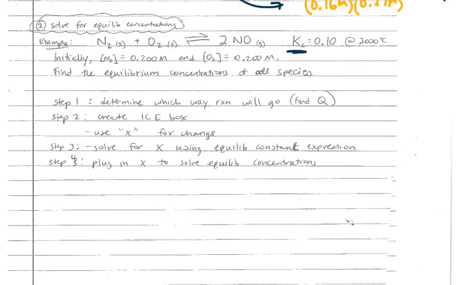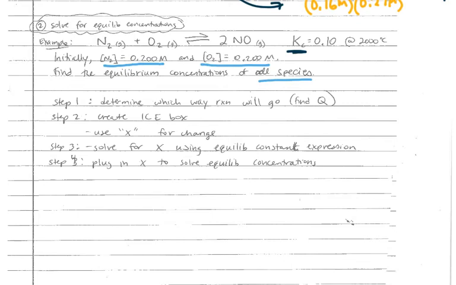Still, we're given an equation. Nitrogen plus oxygen reacts to form 2 nitrogen monoxides. And it gives us initial concentrations. Initially, we have 0.2 molar of the nitrogen and 0.2 molar of the oxygen. And it says find the equilibrium concentrations of all species. All species just means all of the different compounds in the reaction.